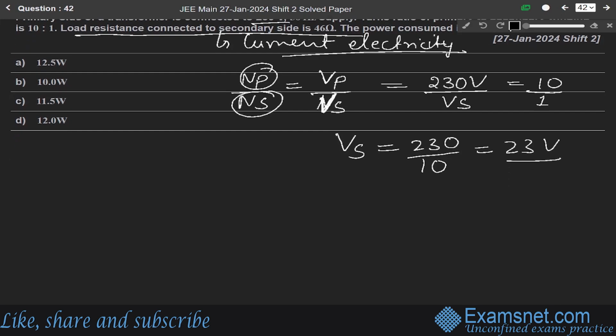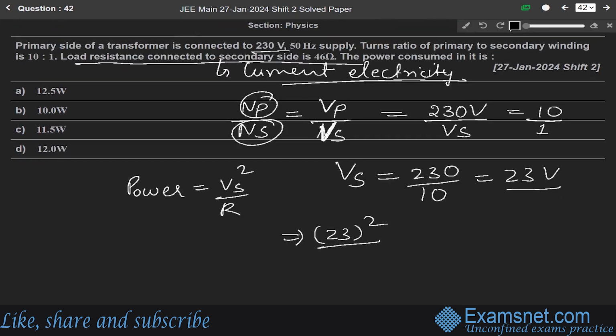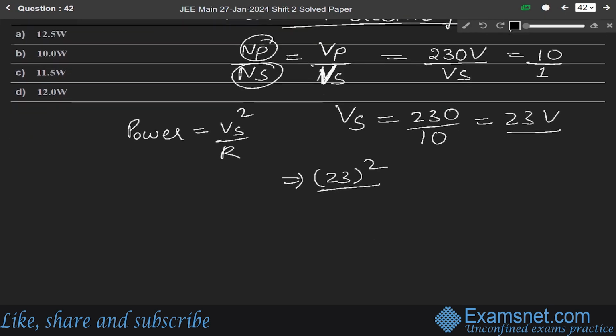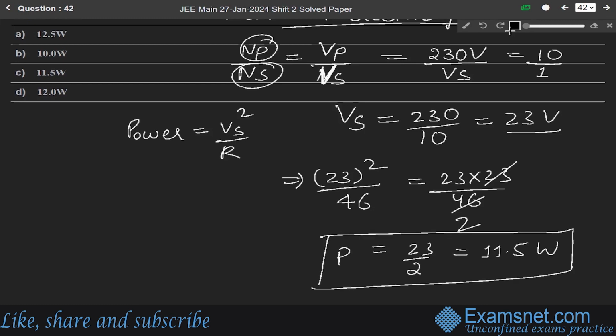Now, we know the power formula: power is equal to V square over R. So it will be 23 square over R. R is given as 46 ohm. So it will be 23 into 23 divided by 46, which is 23 divided by 2, equal to 11.5 watt. So power is equal to 11.5 watt. So the correct answer is option C, 11.5 watt.